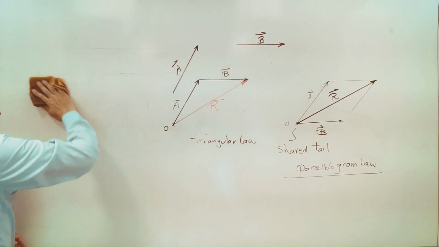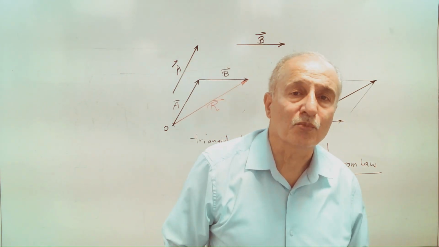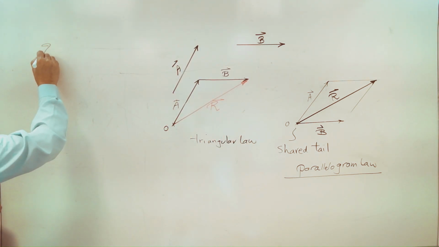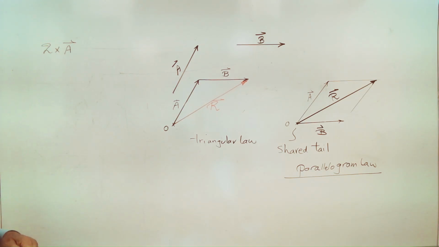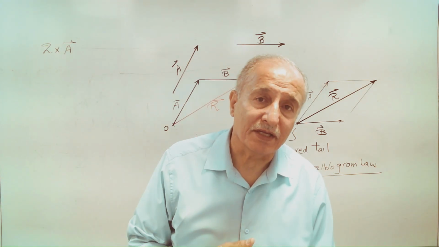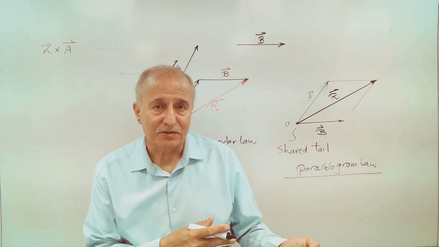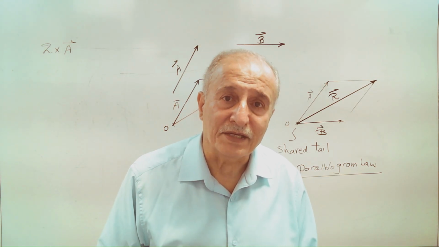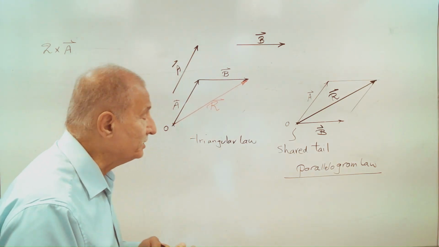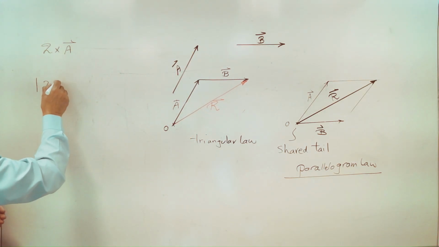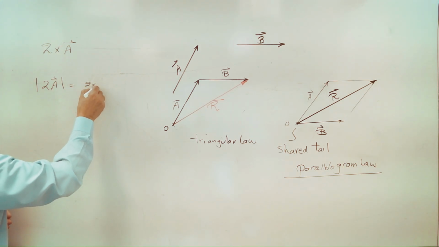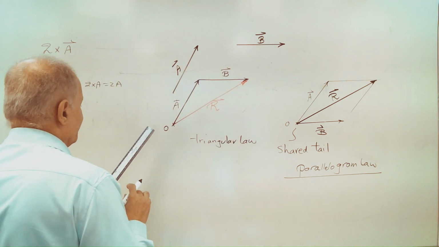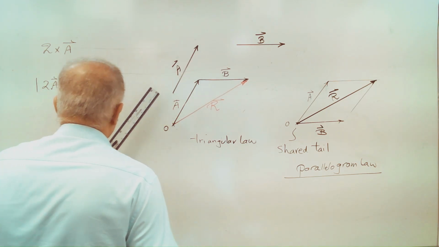Assume that we want to multiply a vector by a scalar, by a number. For example, if I want to multiply vector A by 2, what is it? If you multiply a scalar by a vector, the result is a vector. It has the same sense of direction, and its magnitude is equal to that number times the magnitude of the vector. The magnitude of 2A is equal to 2 times A. This is A. How much is it? A is equal to 9 inches.